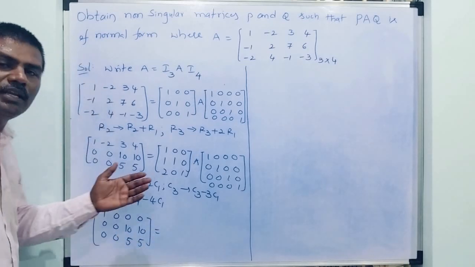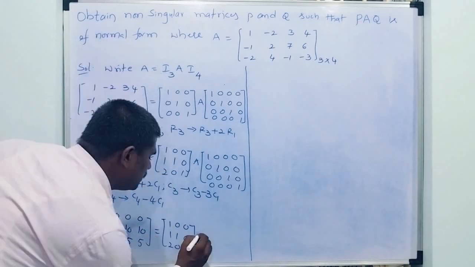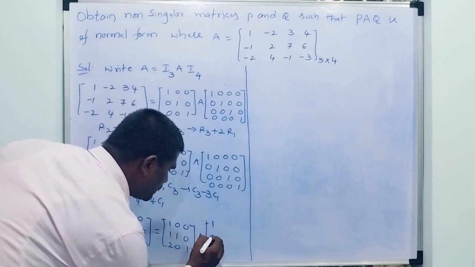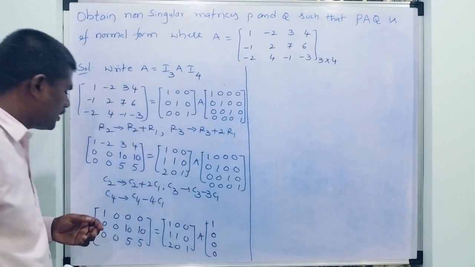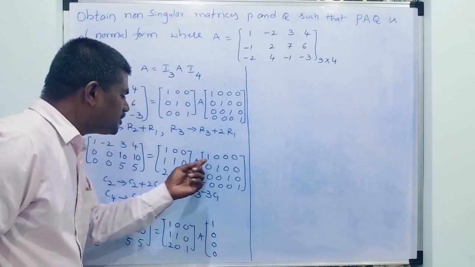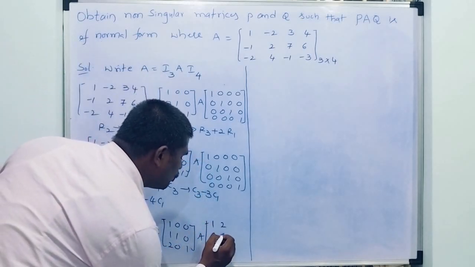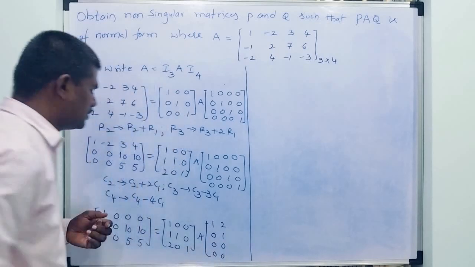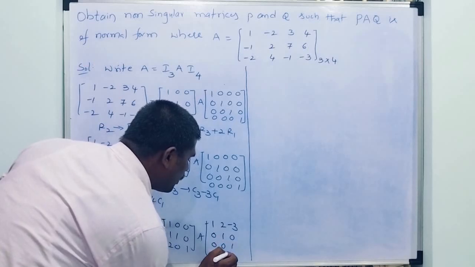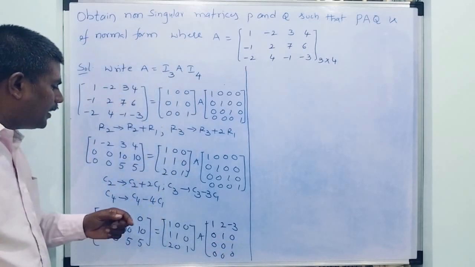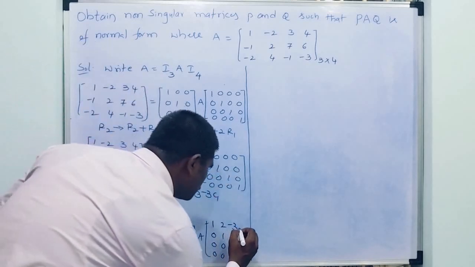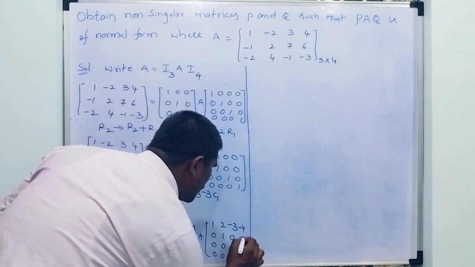That is equal to no change in the prefactor, into A, into the postfactor. There is no change in the first column, so 1, 0, 0, 0. C2 tends to C2 plus 2C1 gives 2, 1, 0, 0. C3 minus 3C1 gives minus 3, 0, 1, 0. And C4 tends to C4 minus 4C1 gives minus 4, 0, 0, 1.